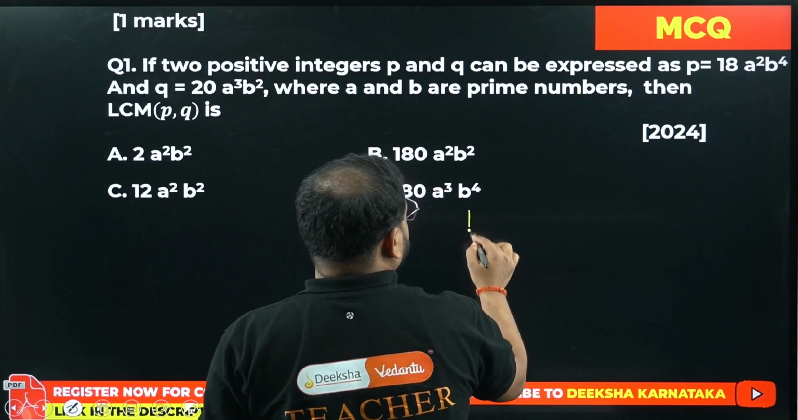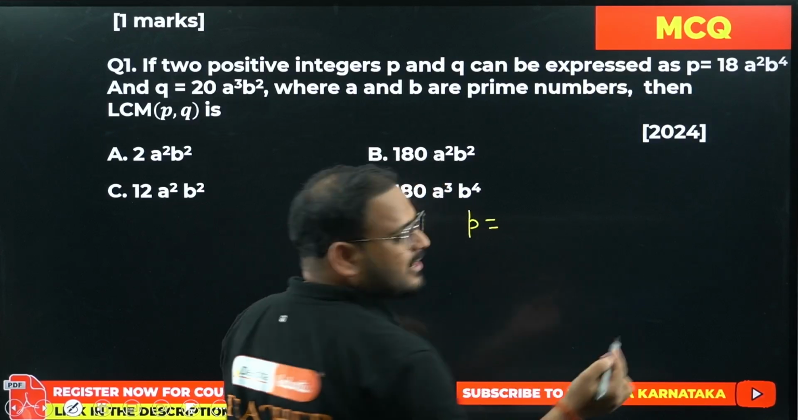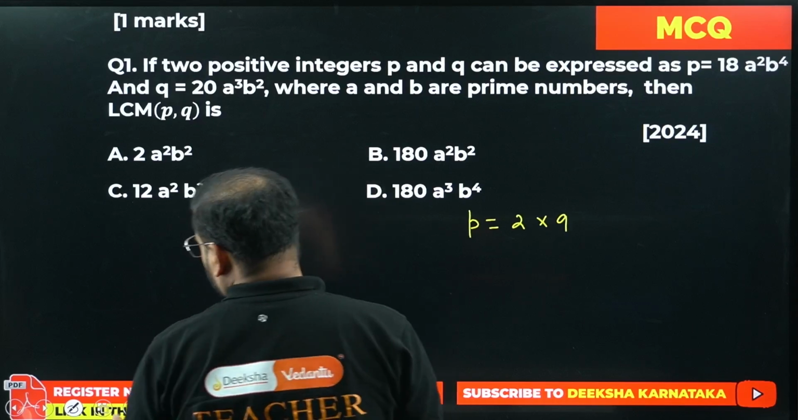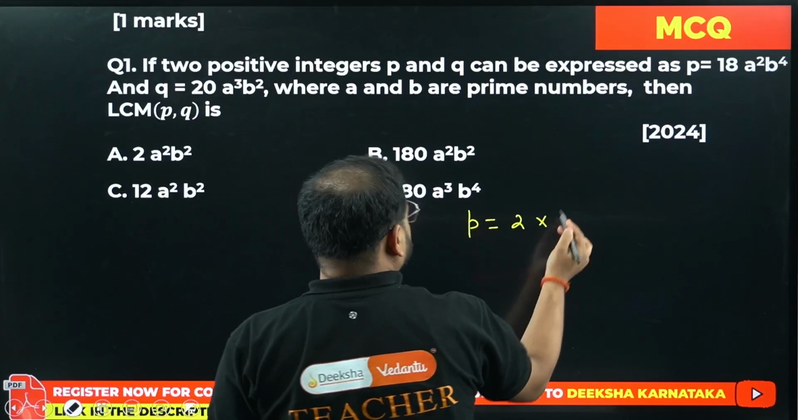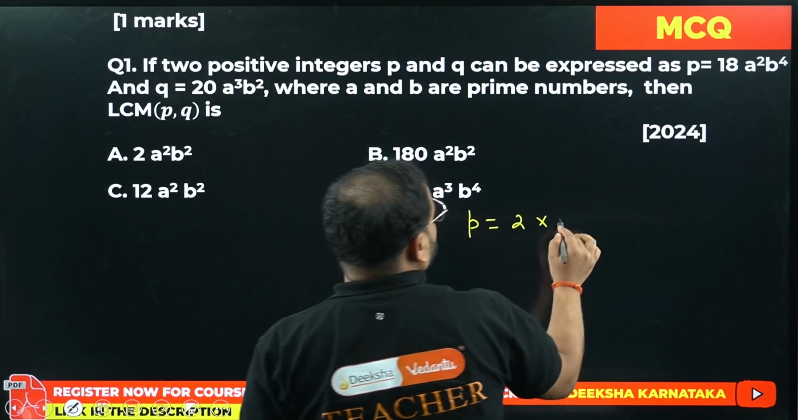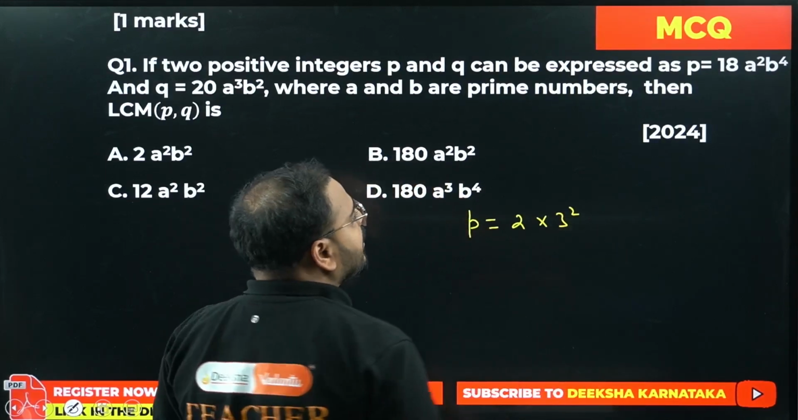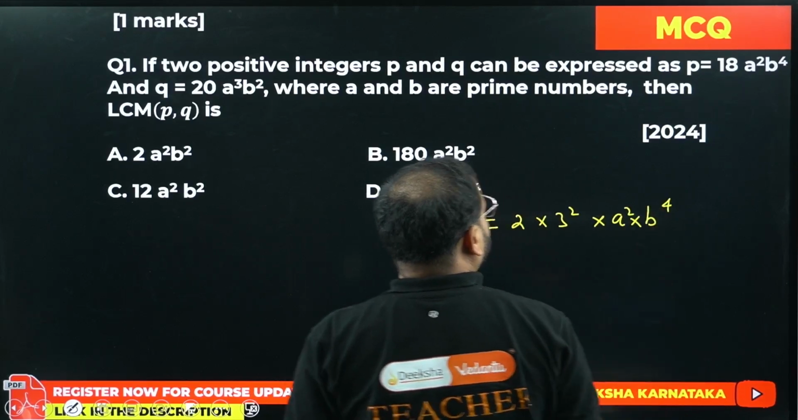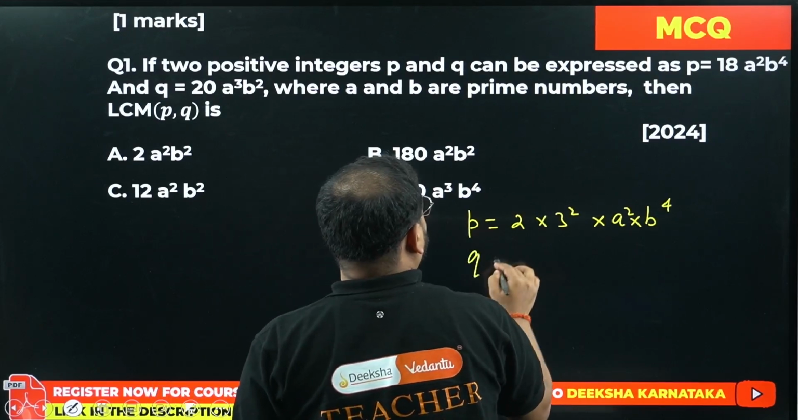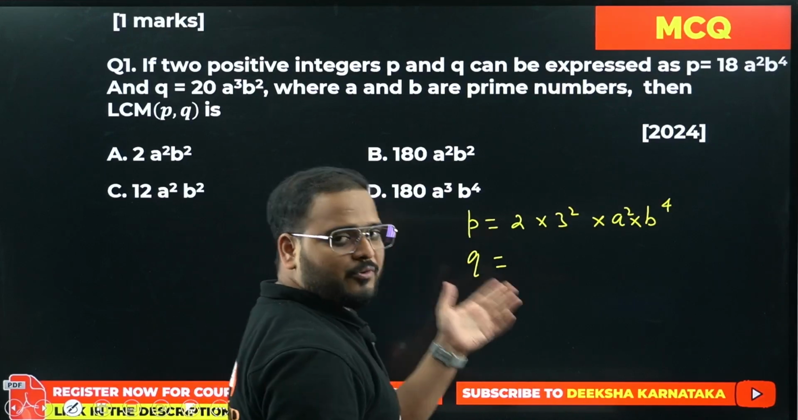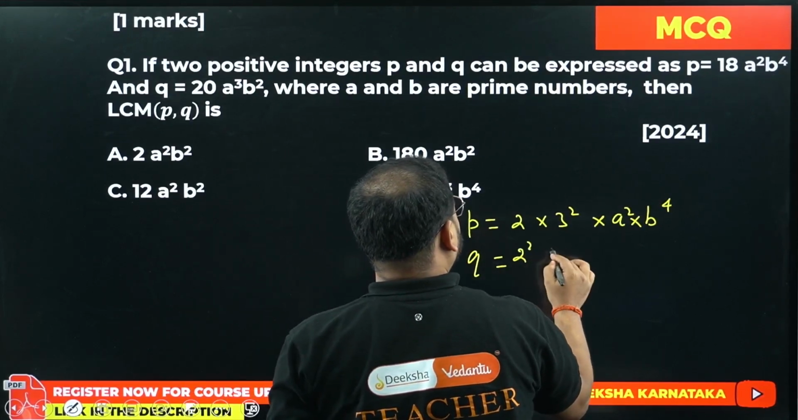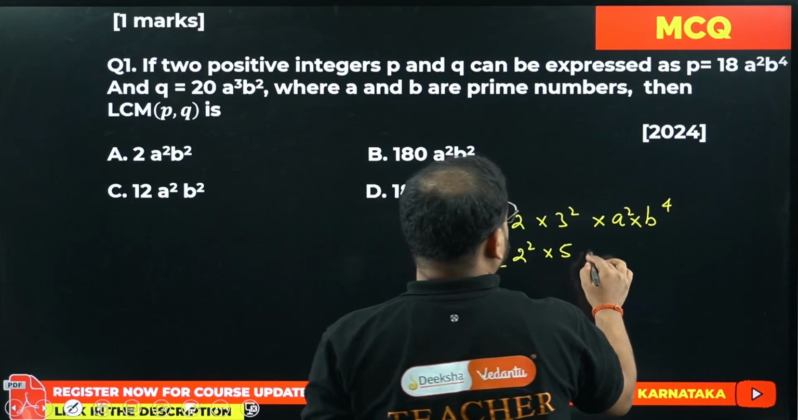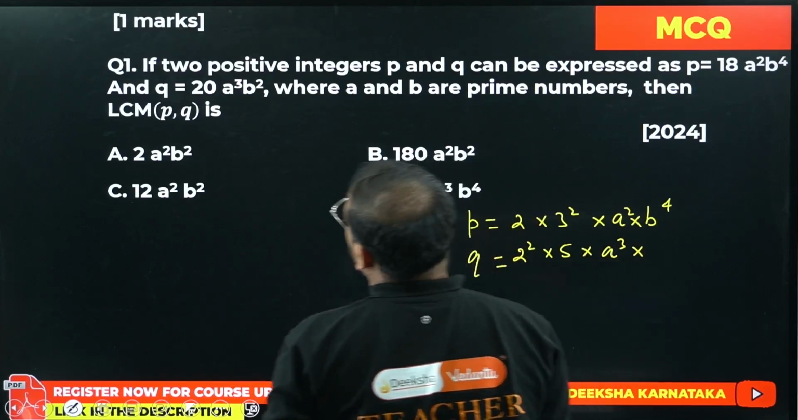So my numbers are p equals 18, which can be written as 2 times 9, and I can write 9 as 3 square. I wanted to show you 9, that's why I wrote it as 9. So 2 times 3 square, and then a square b power 4. This is all right for p. For q, I can write 20 as 4 times 5. So 4 will become 2 squared times 5. Will you agree? Now what is next? Times a cube and times b squared.